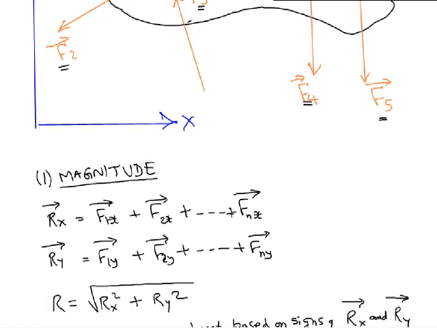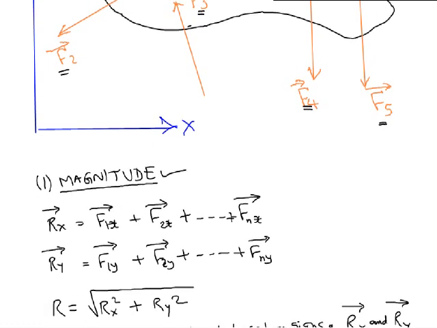In step 1, we try to find the magnitude of the force. That magnitude is obtained by finding the x component of the resultant, Rx bar, which is the sum of the x components of the forces.